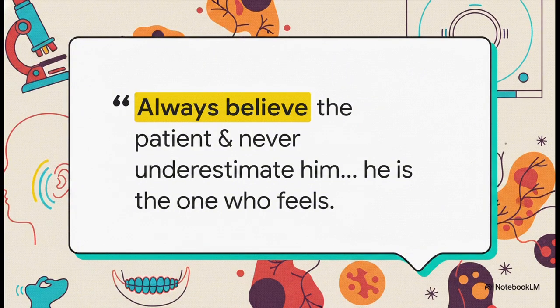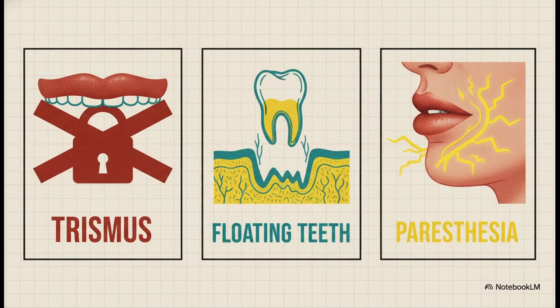Listen to their chief complaint. And when you're listening, you are listening for very specific red flags. Things like unexplained trismus, meaning they suddenly can't open their mouth, or floating teeth, which indicates rapid bone destruction around the roots. And listen up, here is a massive board alert.